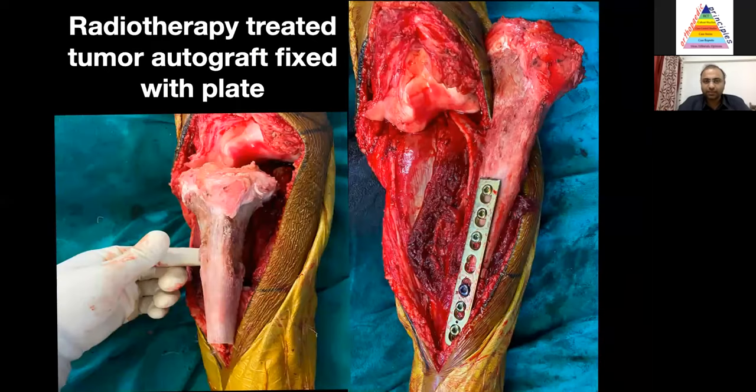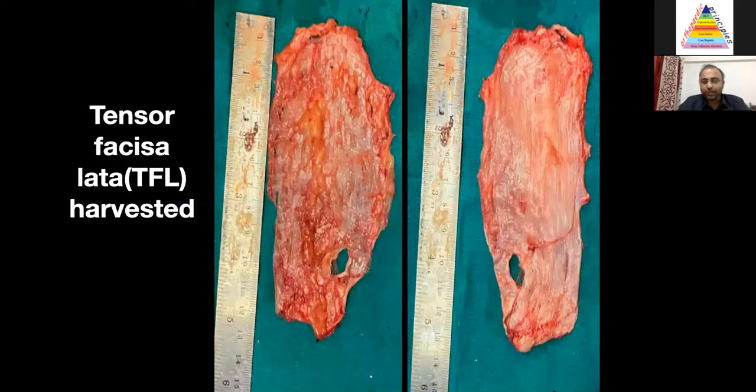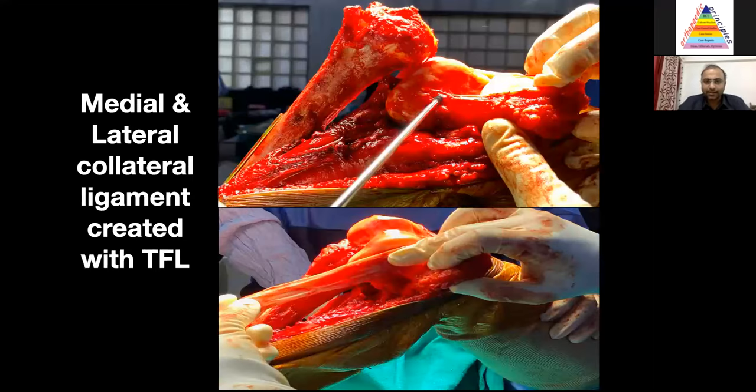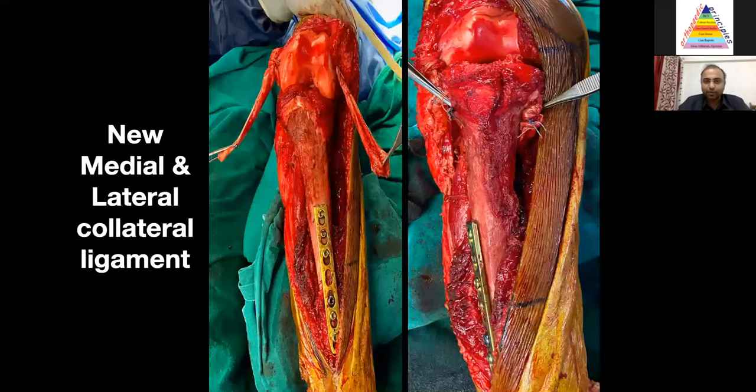So we fixed it with the help of a plate. We used TFL, tensor fascia lata, to reconstruct the medial and lateral collateral ligaments for this case. And the suture anchors were used to connect the medial and lateral collateral ligaments. An anterior cruciate ligament reconstruction was done for this case.